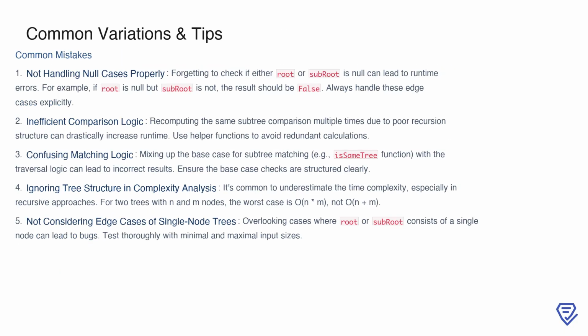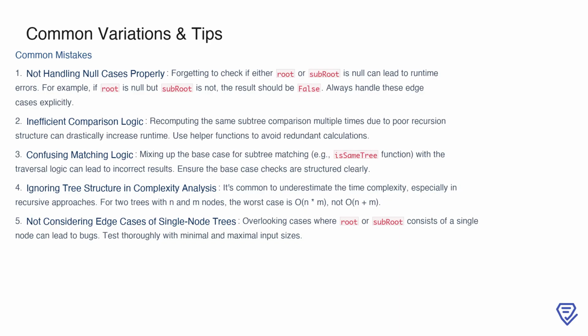When working on this problem, there are some common mistakes to be aware of. First, not handling null cases properly can be a major pitfall. If either the root or subroot is null, you need to account for these edge cases. For instance, if root is null but subroot isn't, the answer should be false. Skipping these checks can lead to runtime errors.